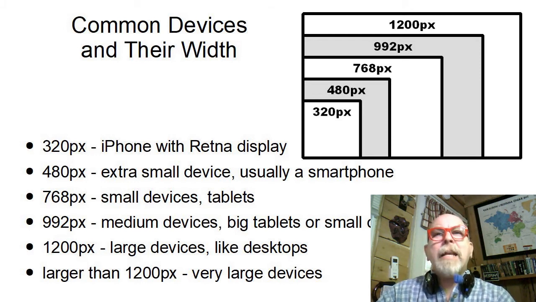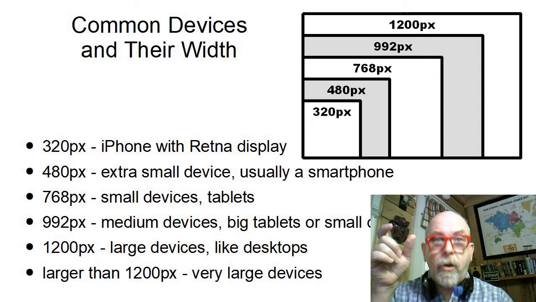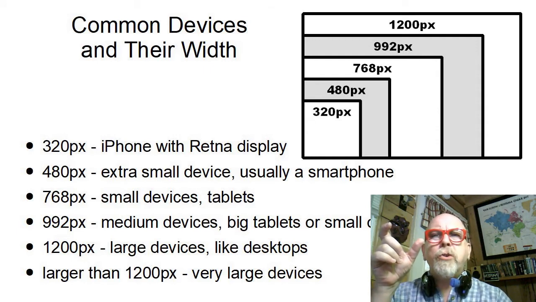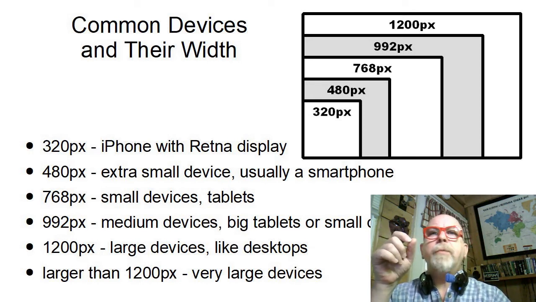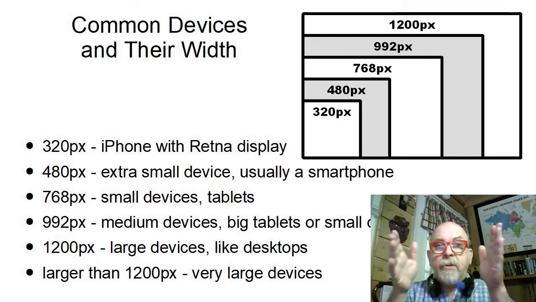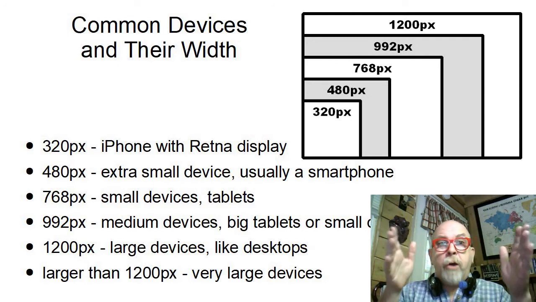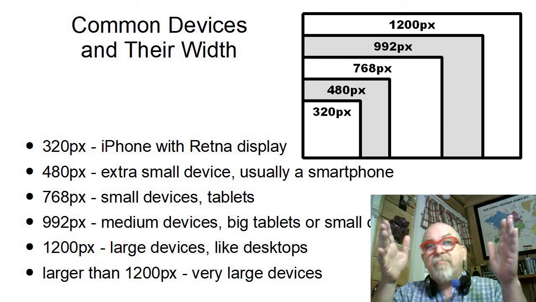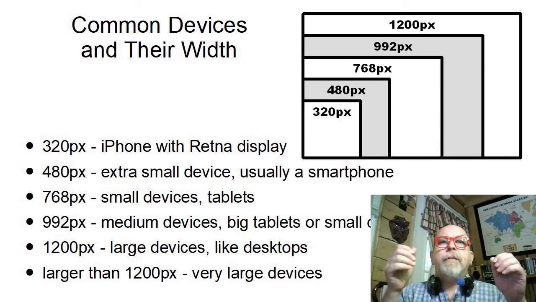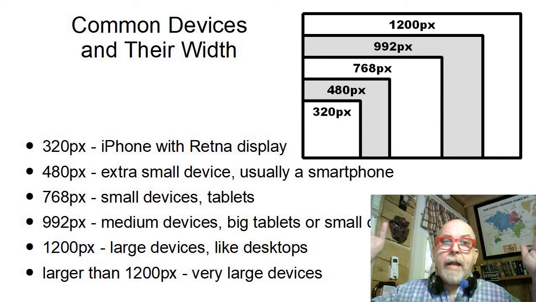You can think of an old iPhone with its Retina display as 320 pixels across. A smartphone is usually somewhere around 480 to 500 pixels across. Small devices and tablets are in the range of 760 or so. A large tablet or small computer is in the range of just under 1,000 wide. And desktop monitors and other monitors are anywhere between 1,200 and 1,900 and 2,200 pixels across.